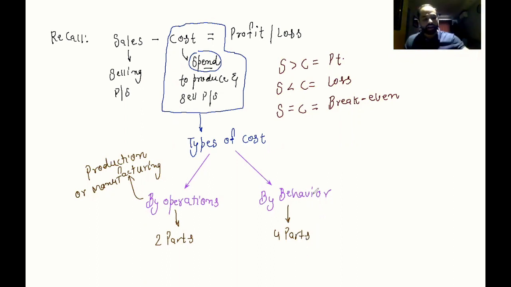Remember when you studied economics last time, when I was teaching you perfect competition situations and profit maximization situations. In that, when I was explaining, I also used the words fixed cost and variable cost. And at that time, I said that you will use fixed and variable cost in your accounting subject. So now it's time to study fixed and variable cost. Fixed and variable cost are part of behavior, but not only fixed and variable. We have fixed, variable, semi-variable, and step. So we have four types of cost under types of cost by behavior. We start with by operations, and later we look at by behavior.